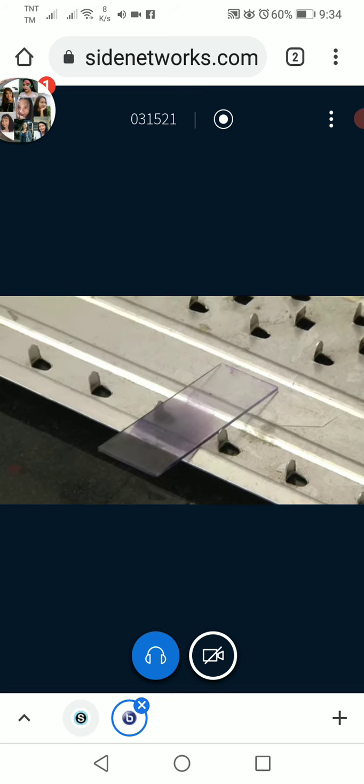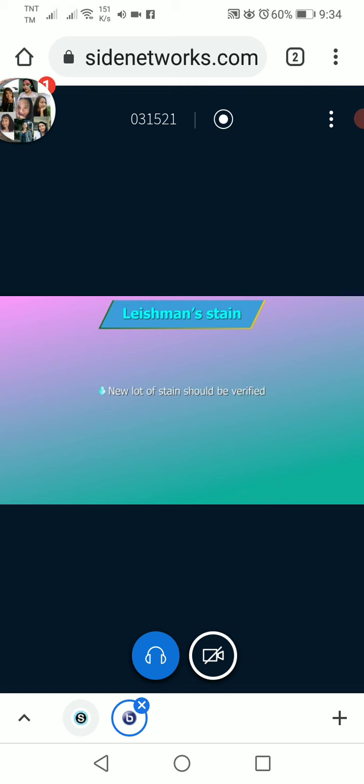Note: whenever a new lot of stain is received, verify the new lot. Stain 4 to 8 slides using different durations of staining and check which slide is stained the best. Use the same duration of staining for that lot of stain.